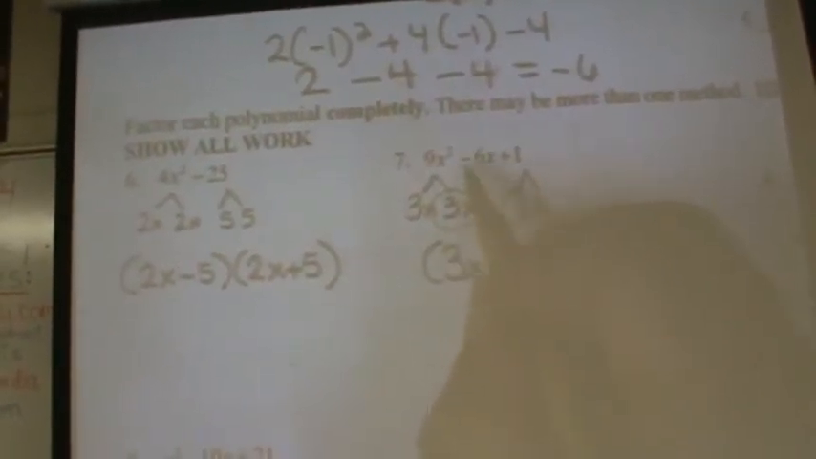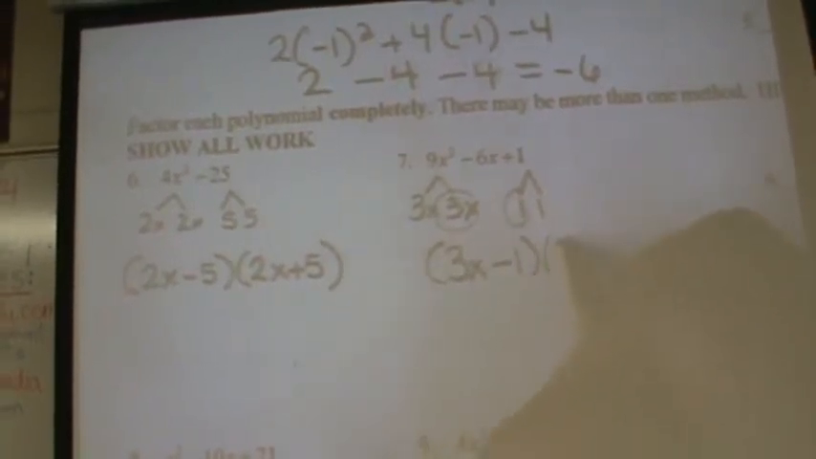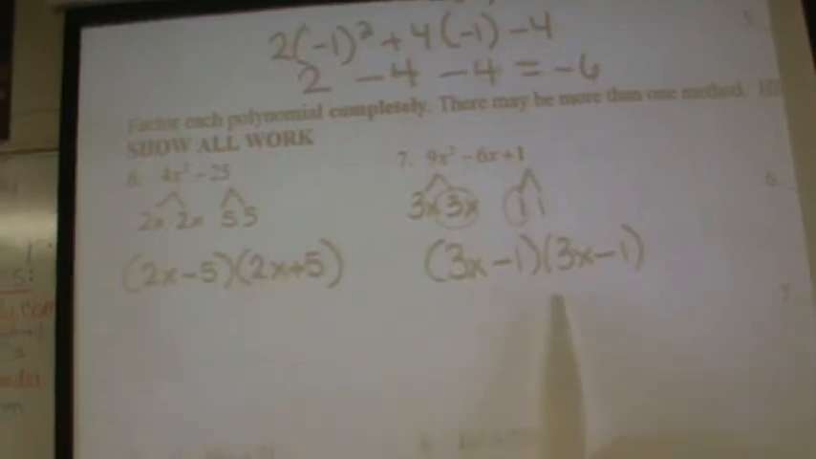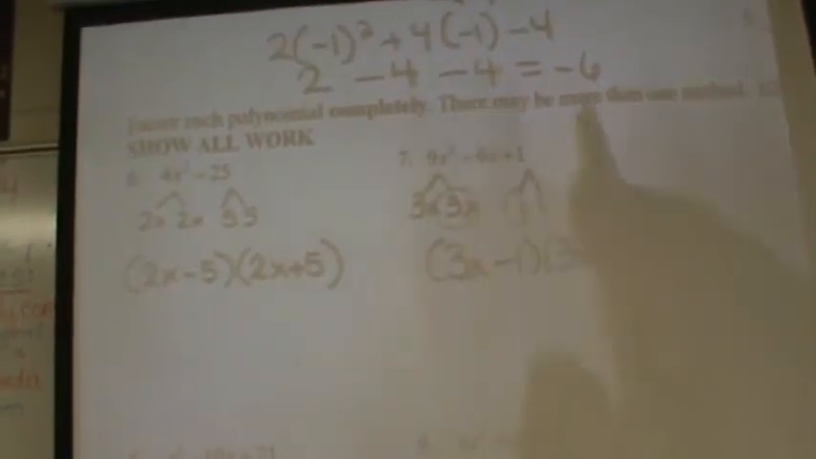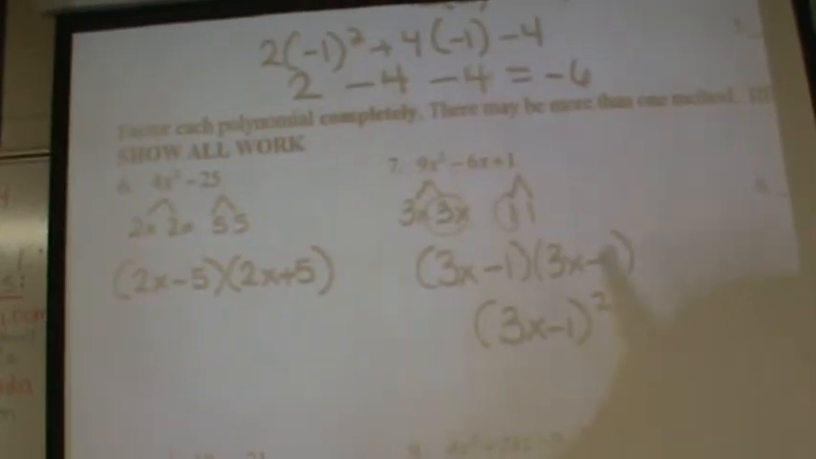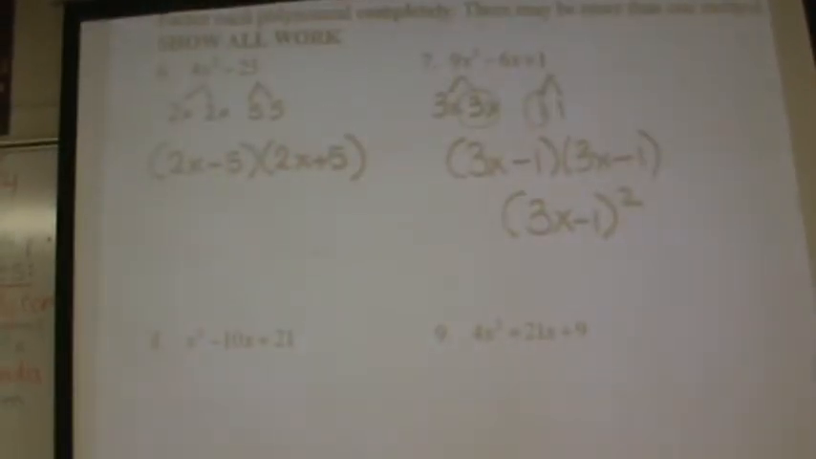3x minus 1, 3x minus 1. It kind of reminds me of this one, but both of these signs will be that one. Is there a shorter way to write this answer? 3x minus 1 squared. Yep, 3x minus 1 squared.